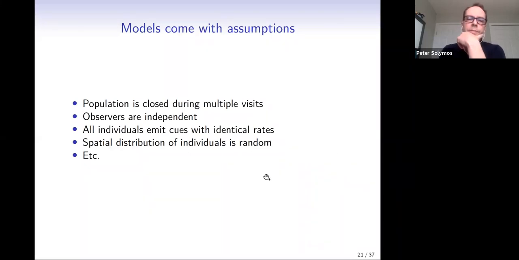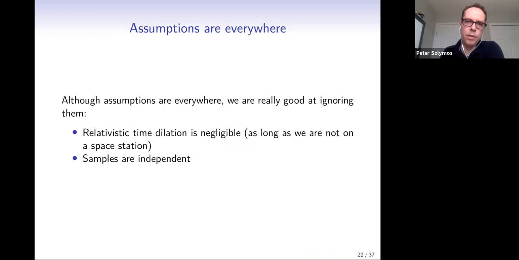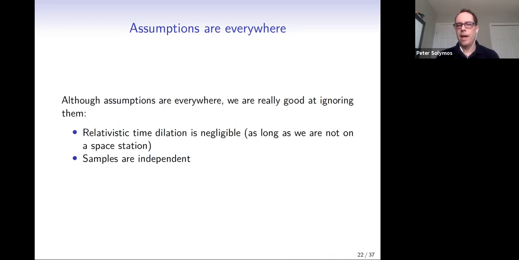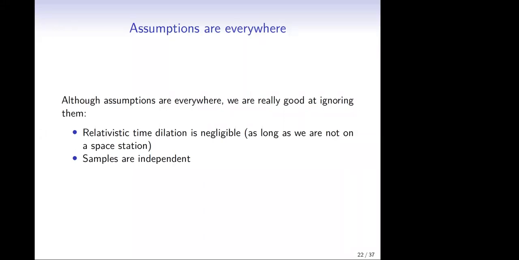We're going to inspect these a lot more and see which assumptions are most important to be aware of and which are the ones that we can safely ignore. So just think about that. We know there is relativistic time dilation, but we usually don't care about this unless we want to synchronize satellites on a global scale, or we are on a space station. So usually for us doing field work, this is negligible, although it's a fact that it exists.